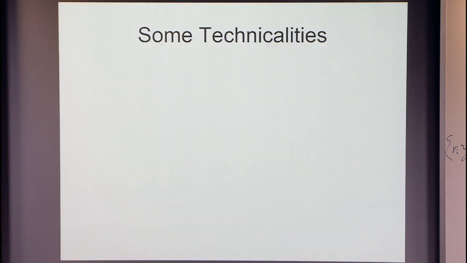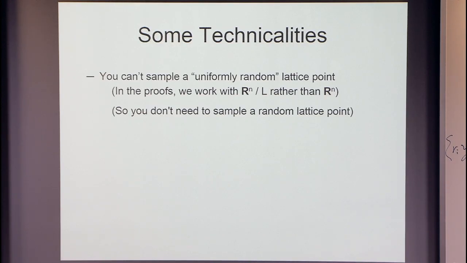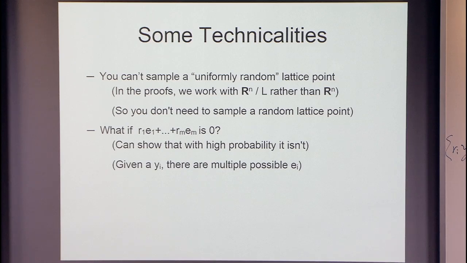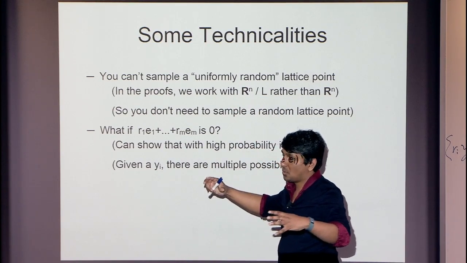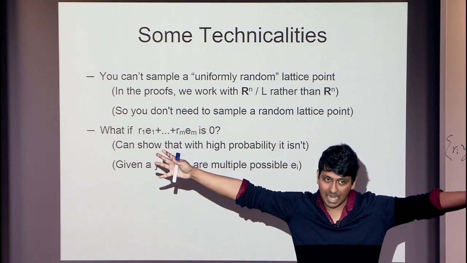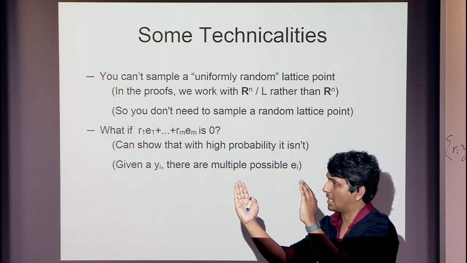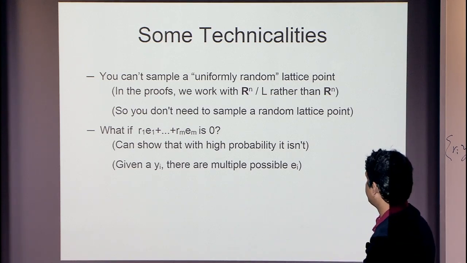Okay, so I'm not going to say very much about it. Put this under technicalities. You guys actually figured out most of these things already. You cannot sample a uniformly random point. We'll actually work not with the lattice, but essentially the parallelepiped of the lattice. So this is something that I can sample from.